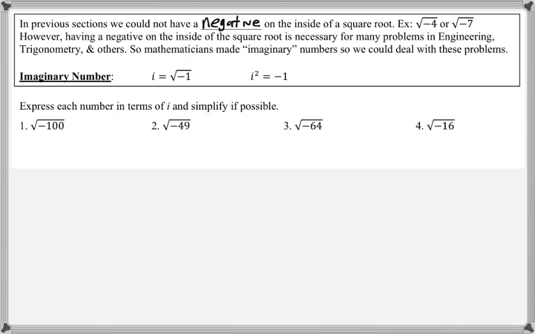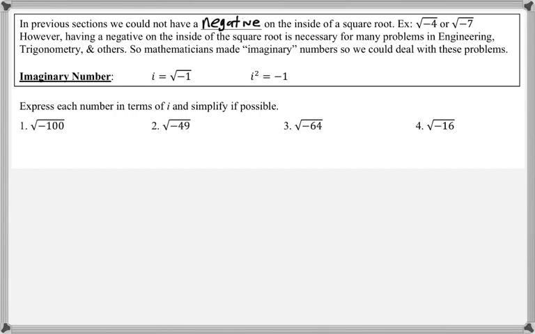as trigonometry and others. So in engineering, we have problems where it's a real-life situation and we need a real-life solution, but for the math to work, we need to use imaginary numbers. So it's kind of interesting. So mathematicians made imaginary numbers so that we could deal with these problems.